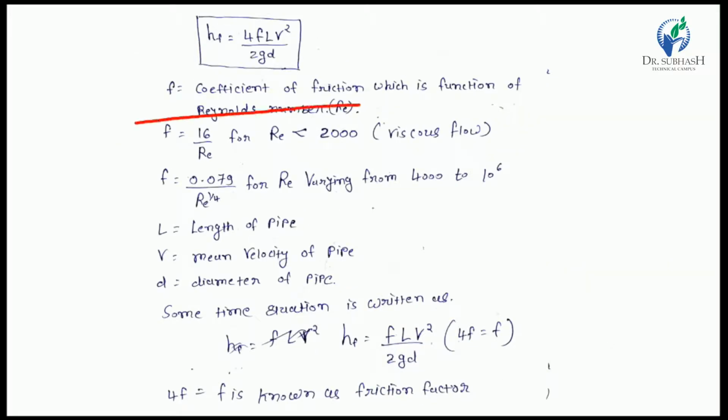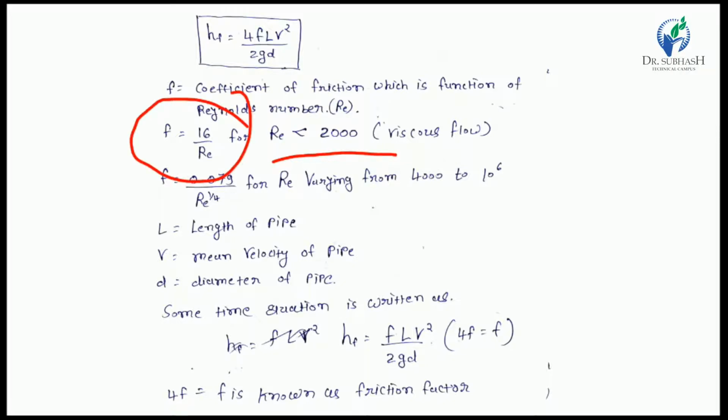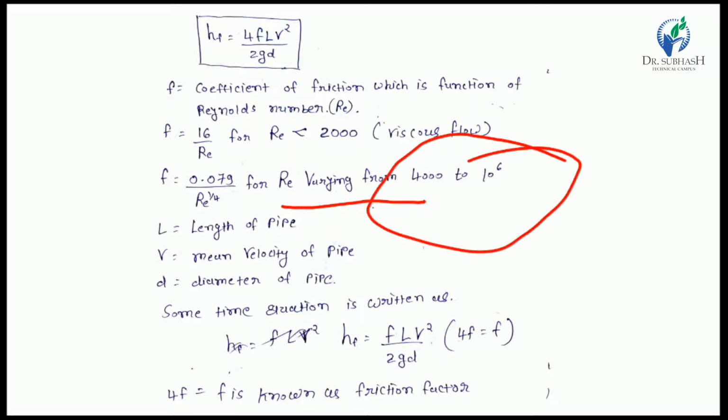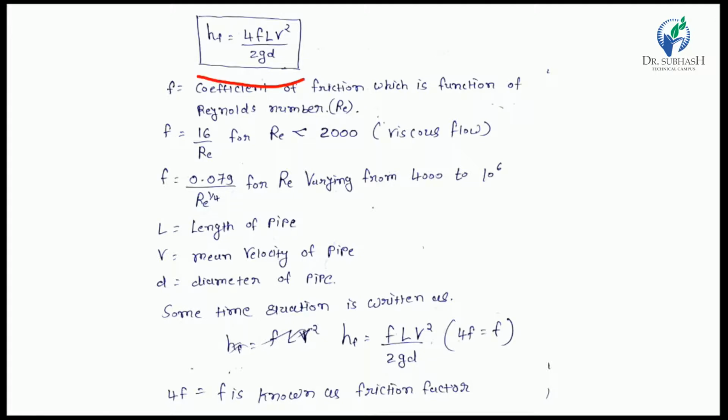Now in this equation, f is the coefficient of friction, which is a function of the Reynolds number. So the value of the friction coefficient is found from the Reynolds number. If the Reynolds number of flow is less than 2000, then we find the friction coefficient by this equation, and if the Reynolds number of flow is between 4000 and 10 raised to 6, then the coefficient of friction is found by this equation. And L is the length of the pipe in this equation.